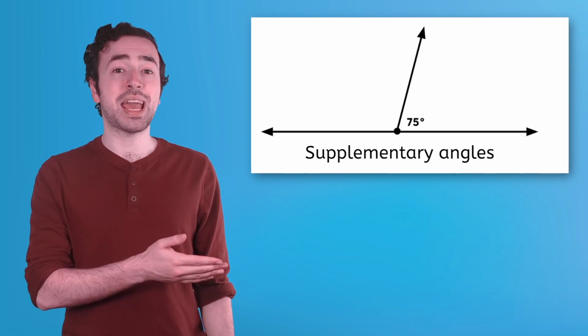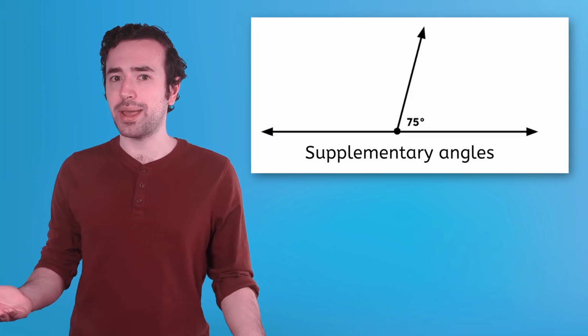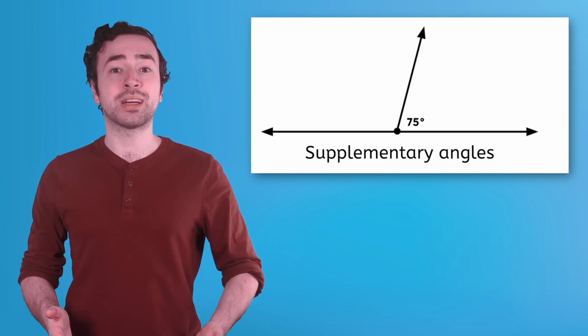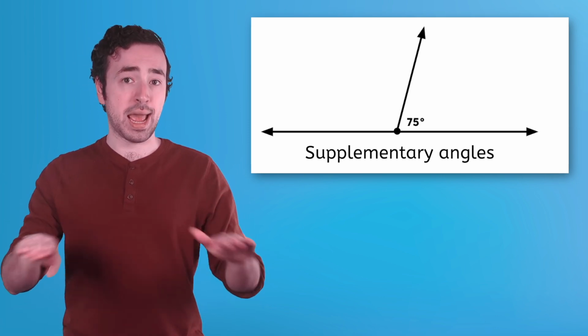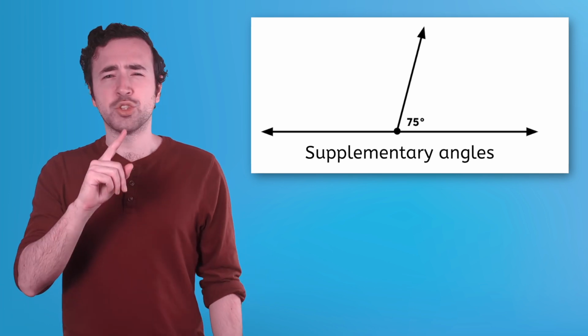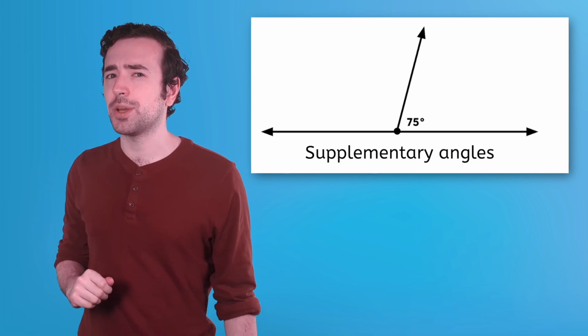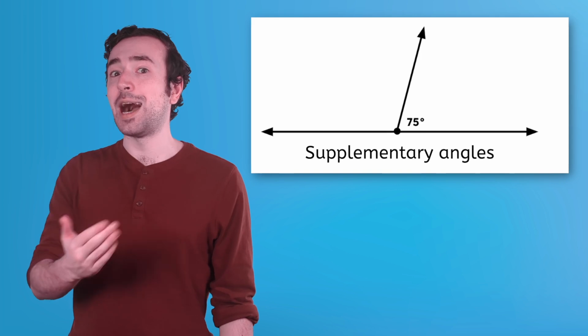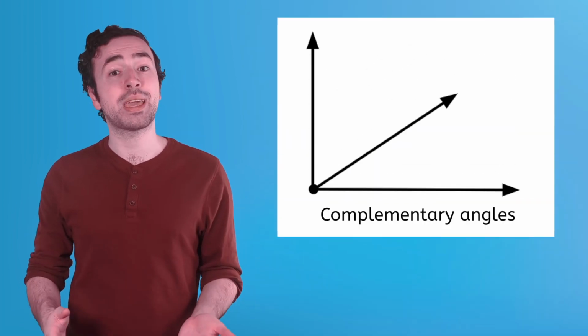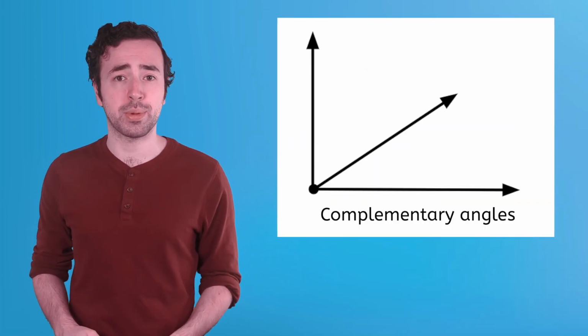If you said these angles are supplementary, you're right. We know they're supplementary because overall they make a straight angle. While we're on the topic, do you remember the other type of angle relationship? Yeah, complementary. Complementary angles make a right angle as their overall shape.